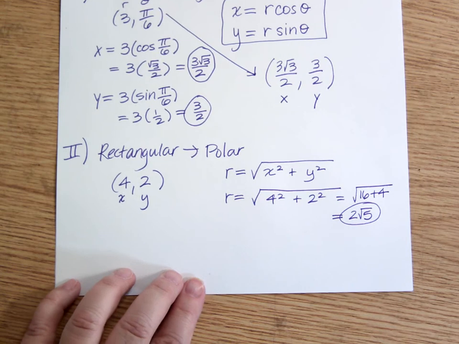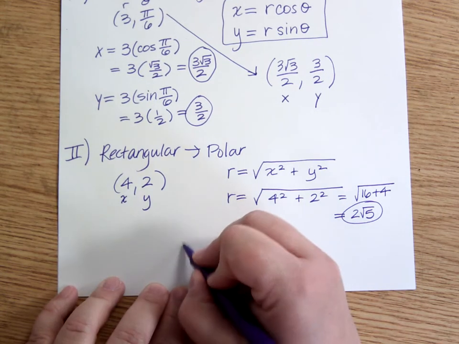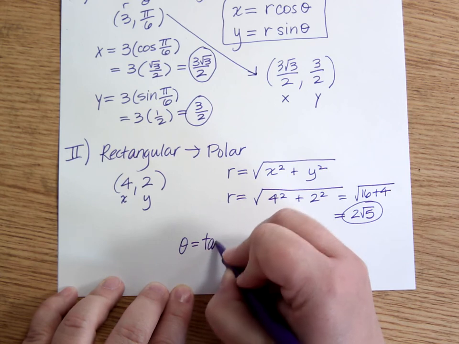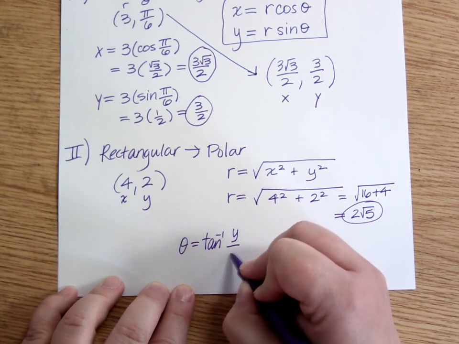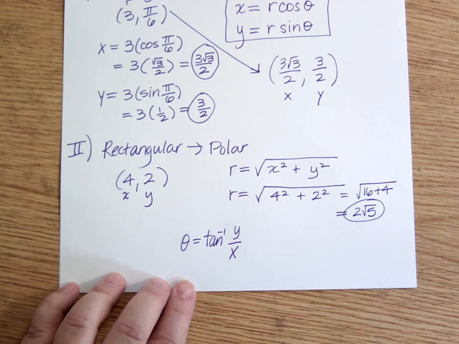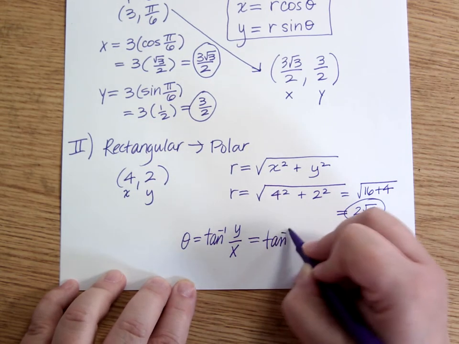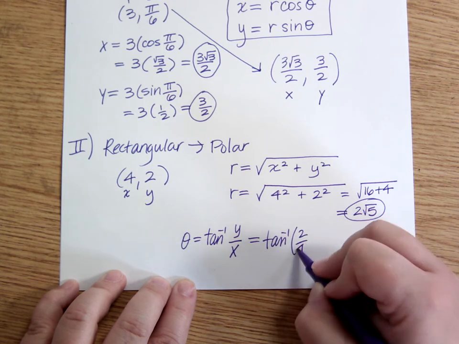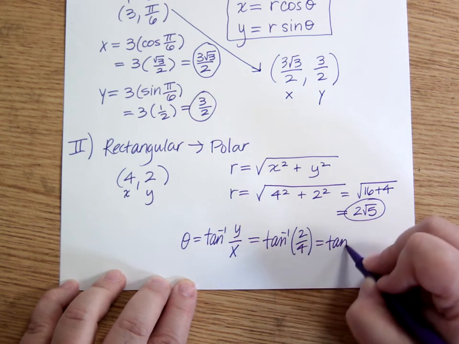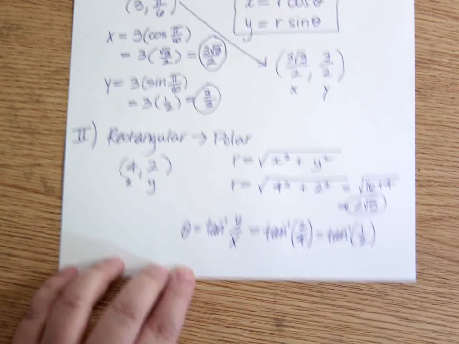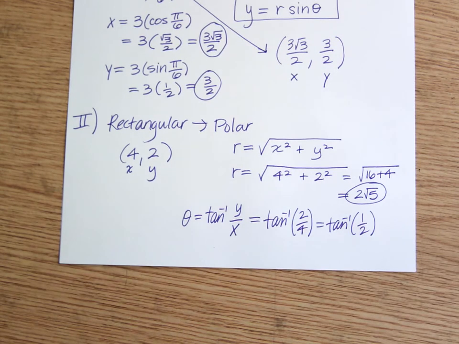Okay, my theta comes from doing the inverse tan of my vertical component over my horizontal component. Inverse tan of y over x. So inverse tan of 2 over 4. You don't have to simplify it, but I like to when I see something easily simplifiable. Inverse tan of 1/2. There are no unit circle values where the tan is 1/2, or at least none that we memorized. So I'm going to do it on the calculator.